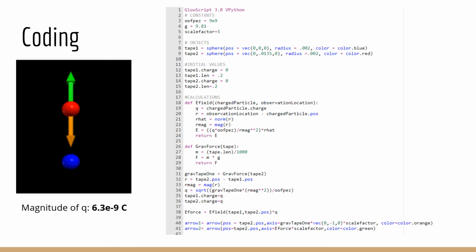The red sphere on the left represents the tape that's being suspended in the air, and the blue sphere represents the tape that is in place being moved close to it. The orange arrow pointing down is the force due to gravity, and the green arrow pointing up is the electric force. While coding, I had to assume that both tapes acted as point charges, and this is shown in the picture. Also, according to my code, given a separation distance of 1.35 centimeters, the magnitude of the charge would be 6.3 times 10 to the negative 9th coulombs.